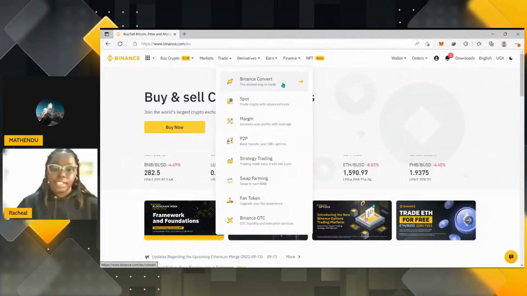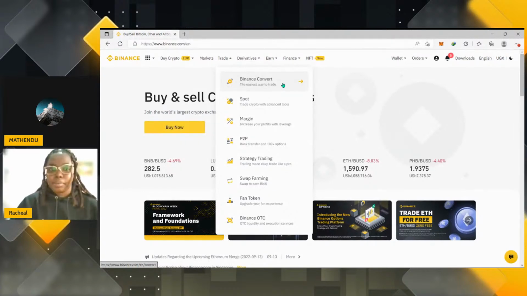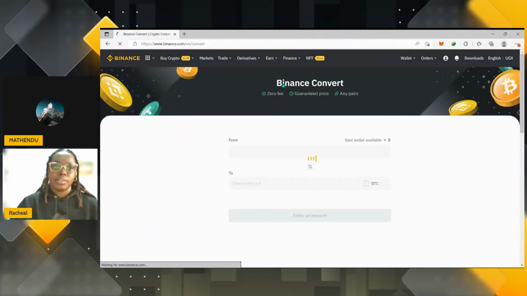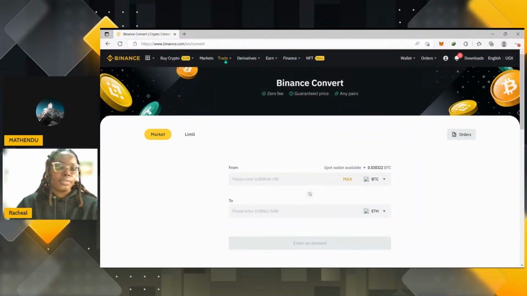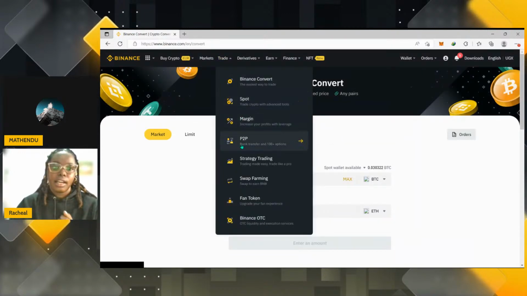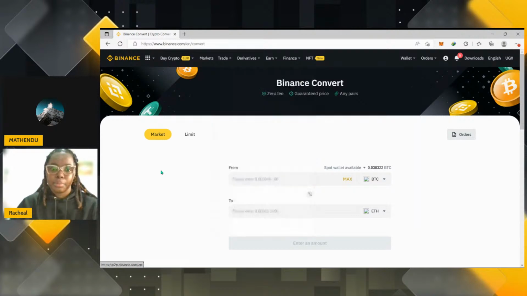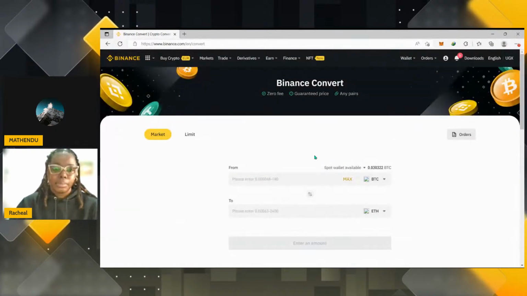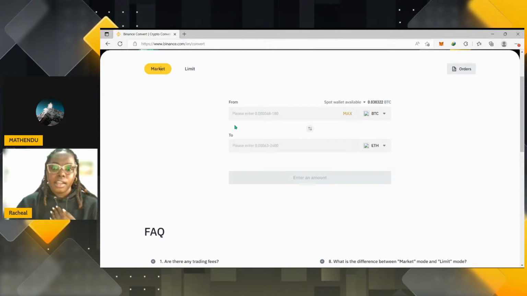I've already deposited my USDT, and maybe right now all the markets are getting red, and I want to buy my BTC. So I'll click Binance Convert. Don't forget you have to find it under trade, and the first option, Binance Convert. Binance Convert is very simple. It looks like this.